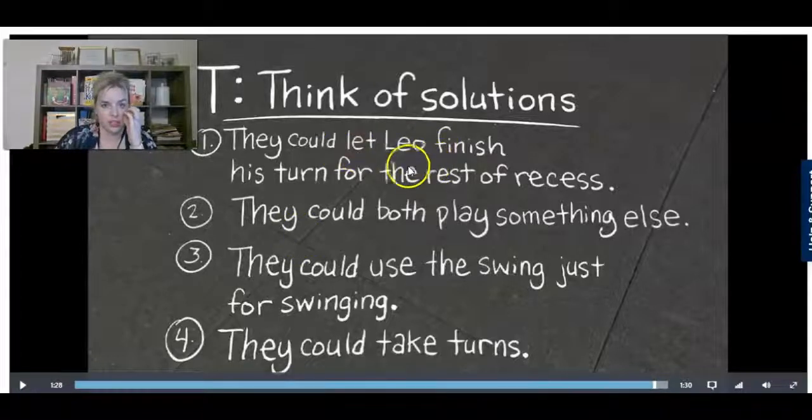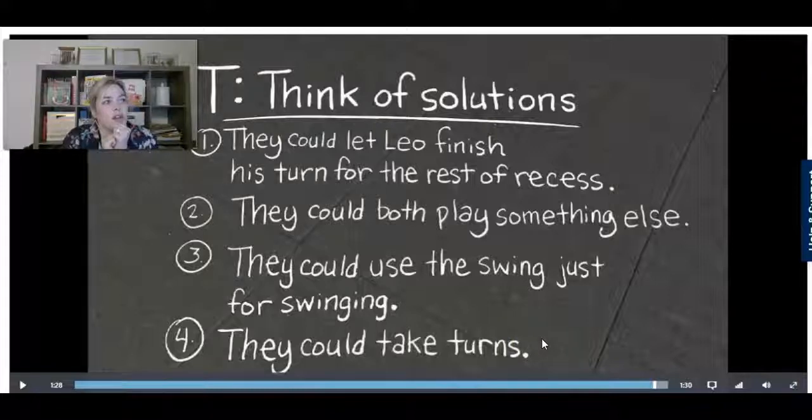They could let Leo finish his turn for the rest of recess. That's safe. They could both play something else. That's safe. They could use the swing just for swinging. That's safe, but remember that wasn't respectful because the other friend wanted to twist. They could take turns. I think that's safe and respectful. What do you guys think?